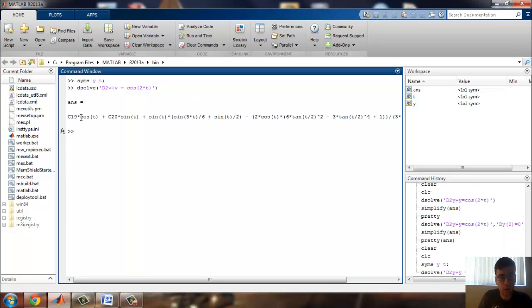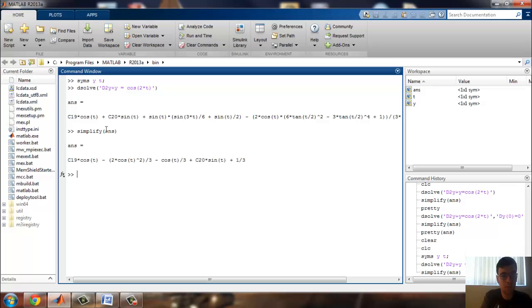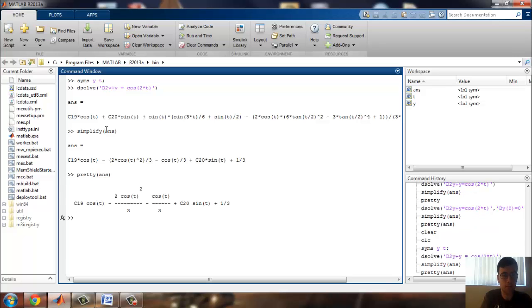Okay, so notice here we get a long output just like this, right? This is usually what you'll get whenever you use dsolve. You'll get a big long output like this. And notice here, these are your constants, because we didn't put in any initial parameters up here, because the question didn't ask for it. So now we can simplify this answer by using the simplify function we talked about. So simplify answer, and that will give us a nice simplified version. We can now use our pretty function to show it in a way that's more pleasing to the eye. And just like that, here we have our general solution to the differential equation.